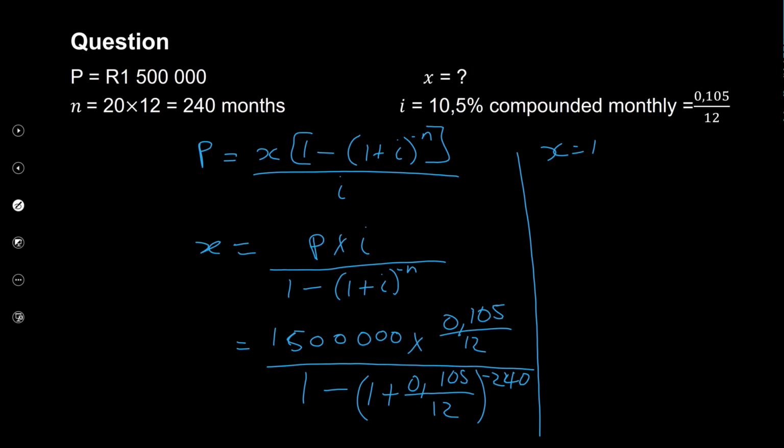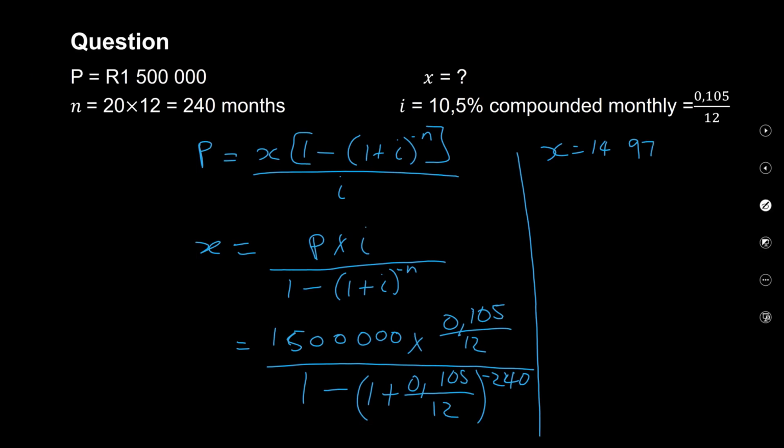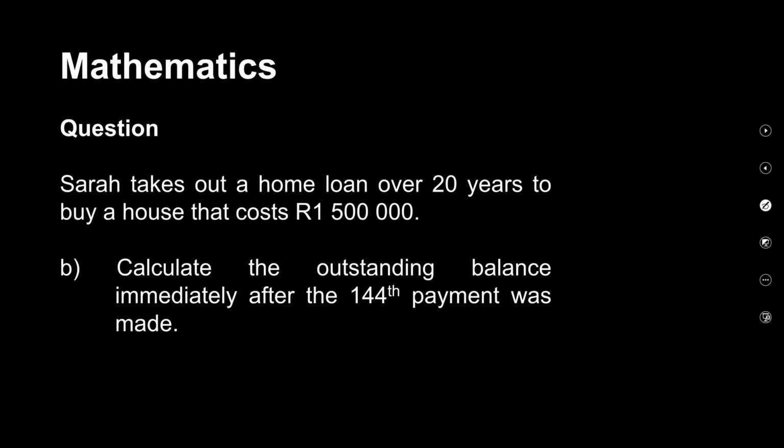So X is equal to 14,975 and 70 cents. All right, so that's the monthly payment. And look at that. The house is 1.5 million, but you're going to be paying 14,900 a month. Interesting. So calculate the outstanding balance immediately after the 144th payment that was made.